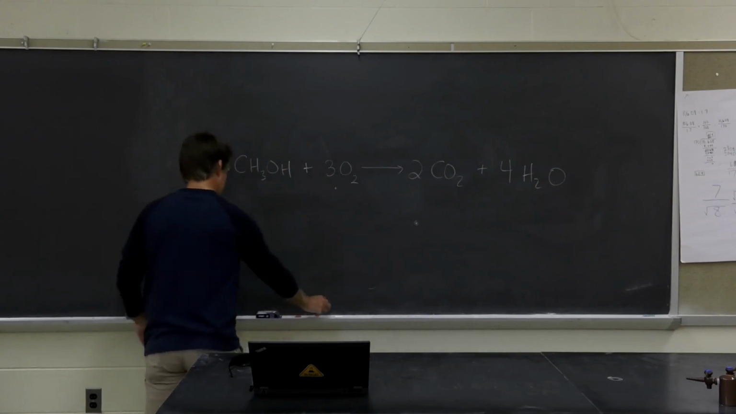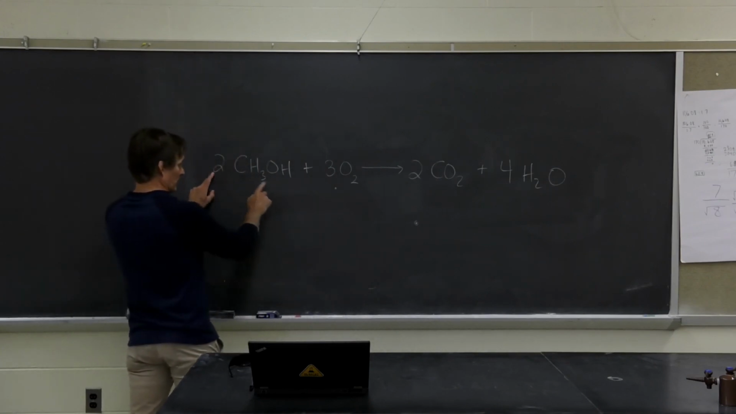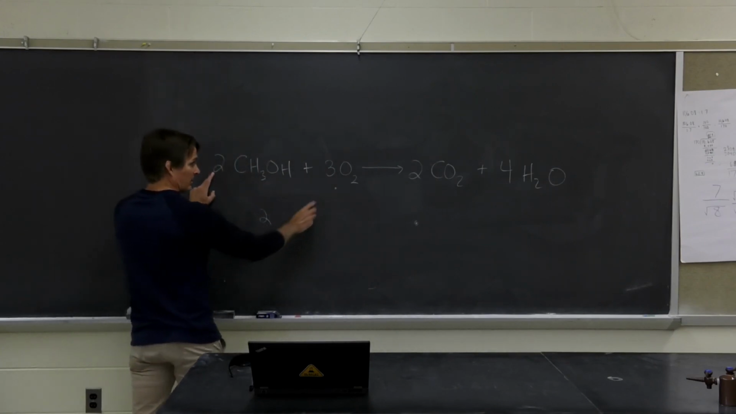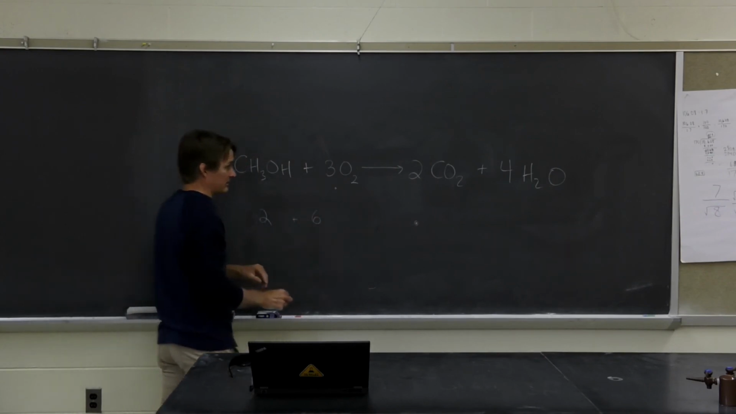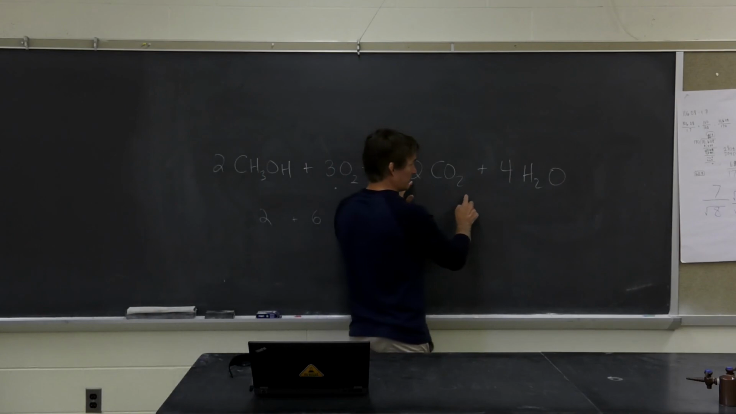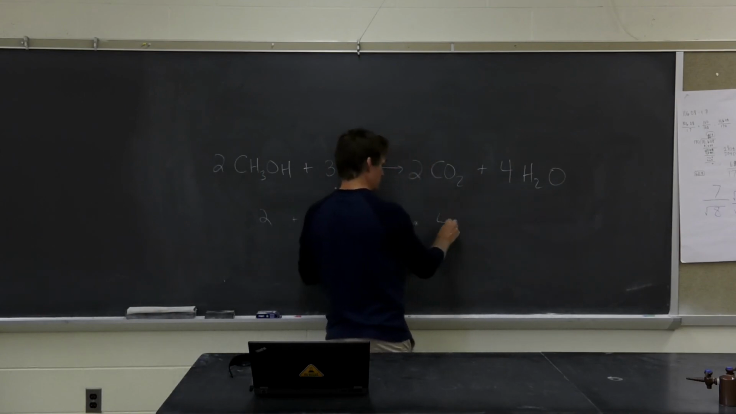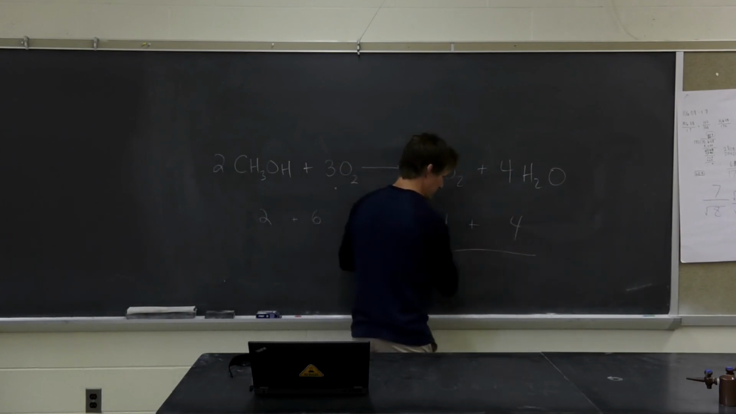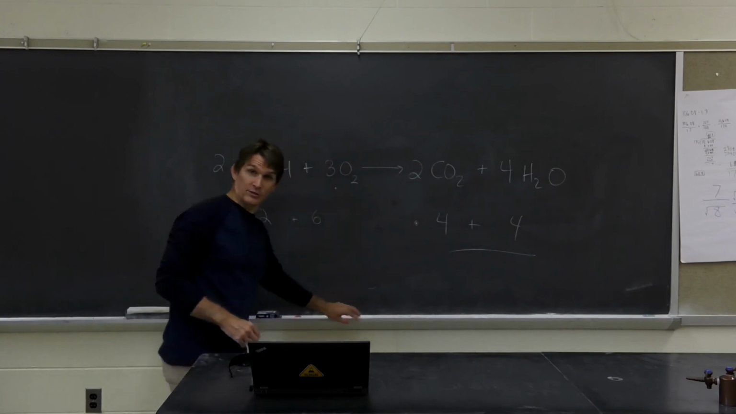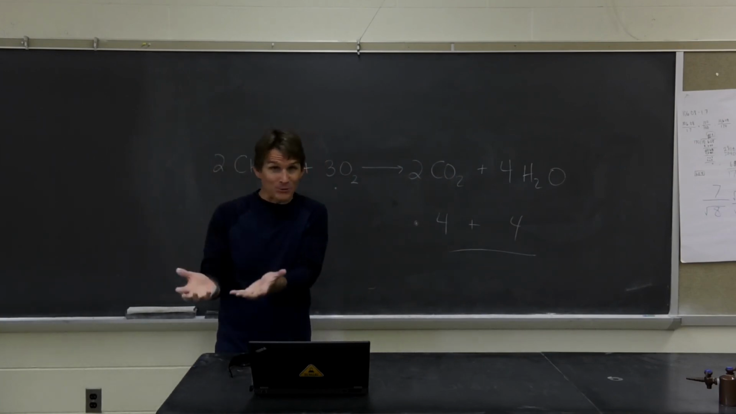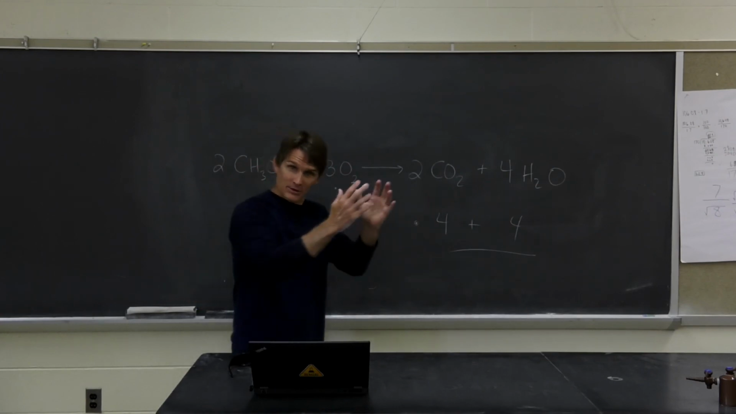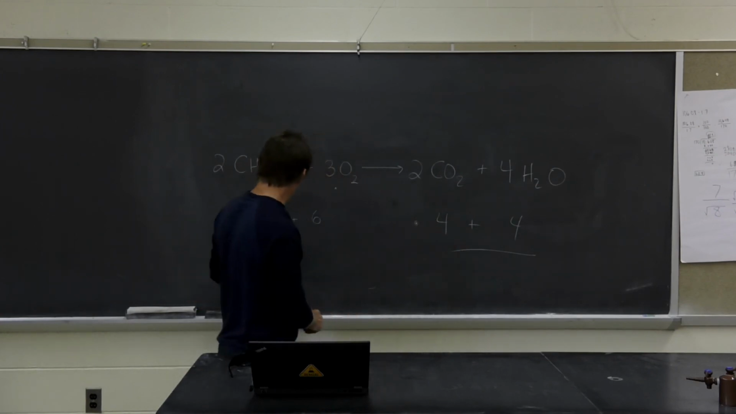Now we're going to do oxygen. 2 times 1, that's 2. 3 times 2, that's 6. So that's a total of 8. And over here I have 2 times 2, and 4 times 1. 2 times 2 is 4, and another 4, that's 8. We've got a balanced chemical equation. It obeys the conservation of matter. The number of atoms we have on one side is equal to the number of atoms we have on the other side. Everything's going to balance.